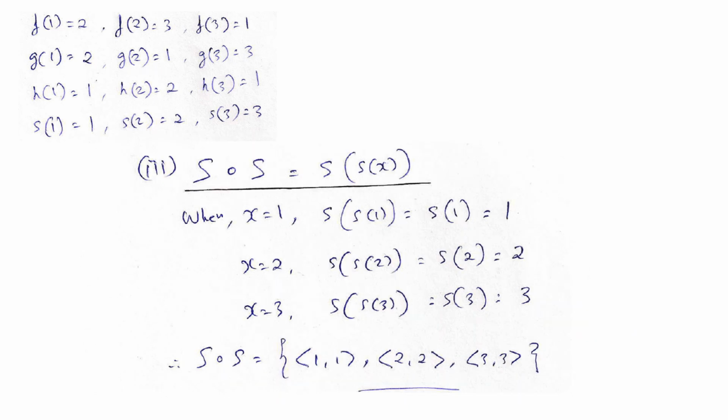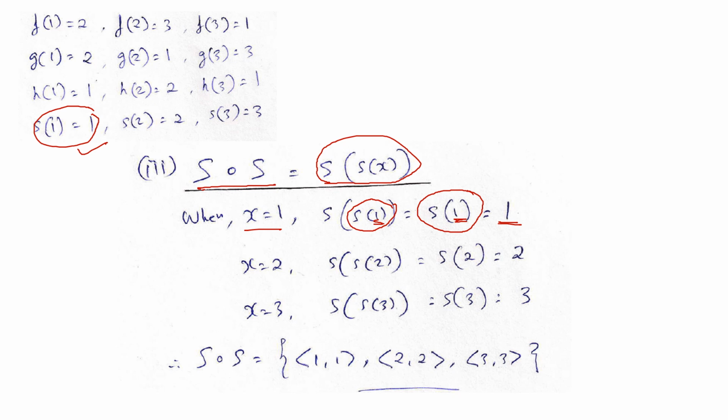So next you see this is s composition s. So this is s of s of x. So same format, instead of s composition g, s composition h, here s composition s only. So you don't have to worry anything. See here also the same method. When x is equal to 1, see this is 1. Next, what is s of 1? See, s of 1 is 1. So here you are writing 1. Therefore again it is s of 1 only. So that is 1. Okay, same way for x is equal to 2 and 3. So finally you will be able to get s composition s in this manner.